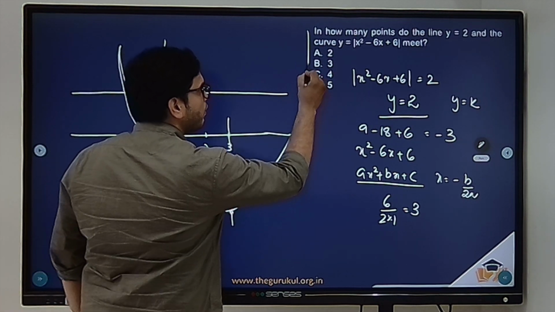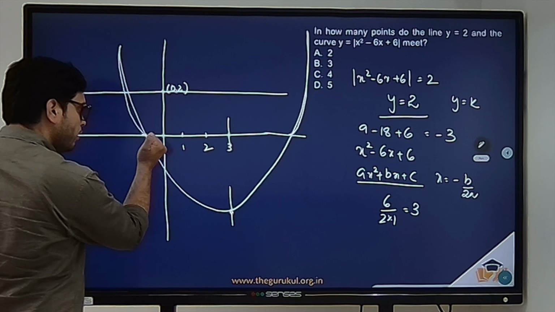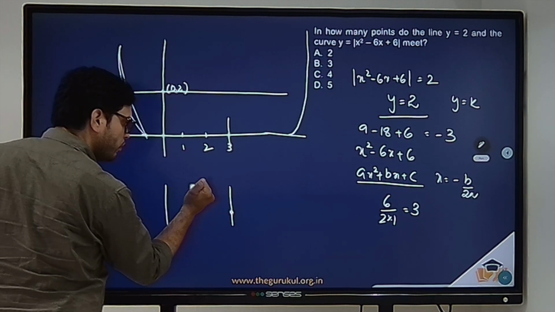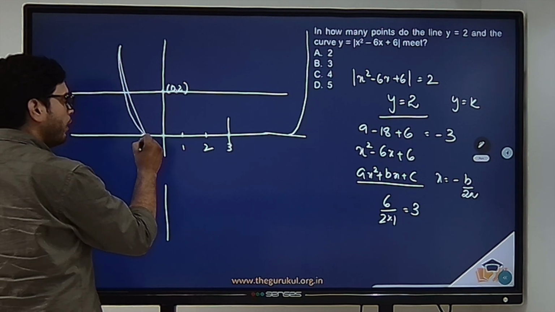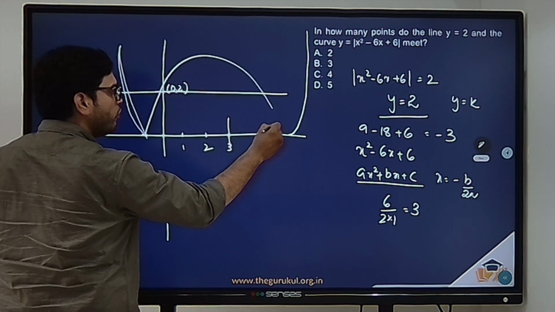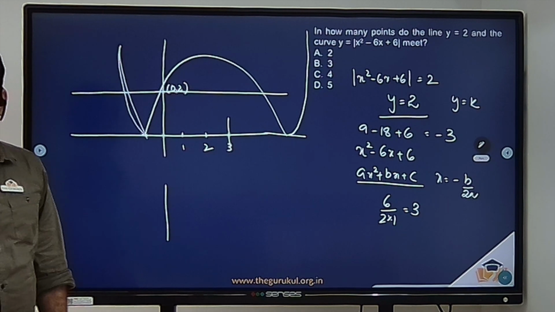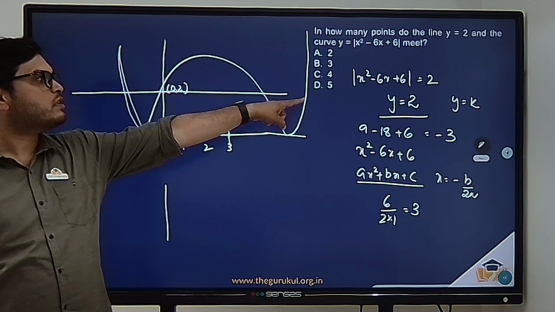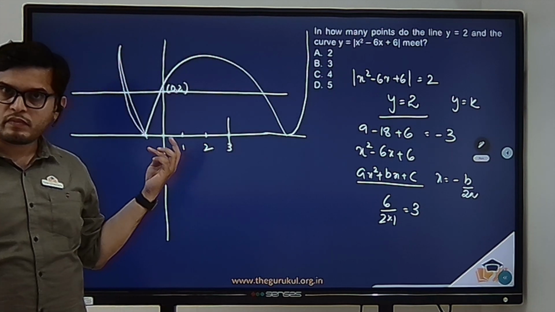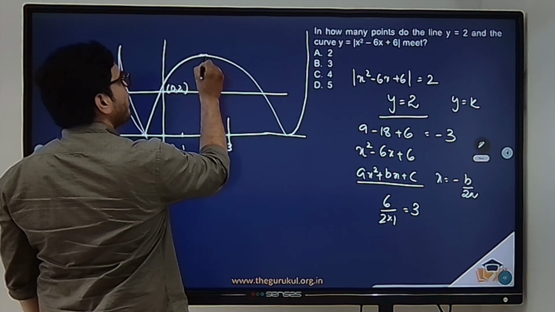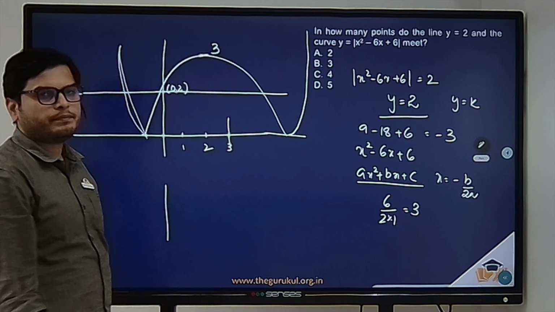From here to this part, fine. But this can't be in quadrant 3, right? And that value is more than 3. So the graph of modulus of x square minus 6x plus 6 looks like this, right? And this point is 3.